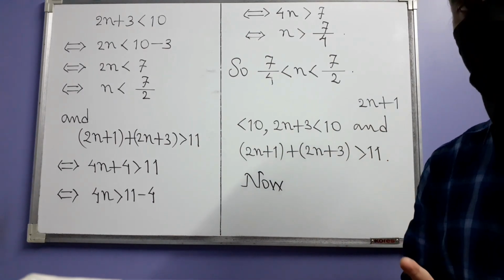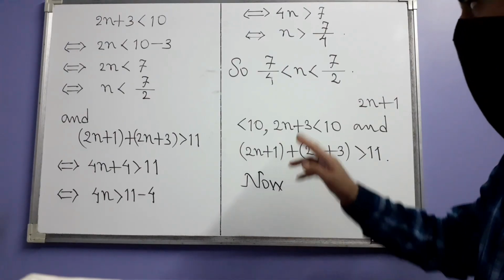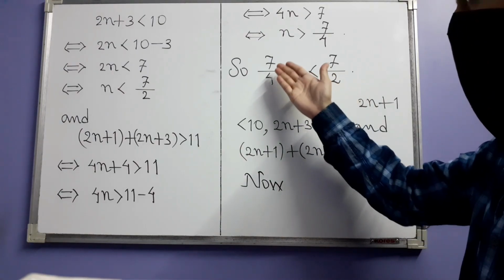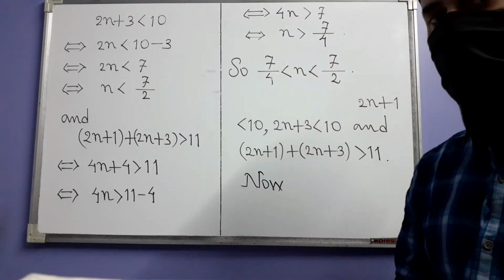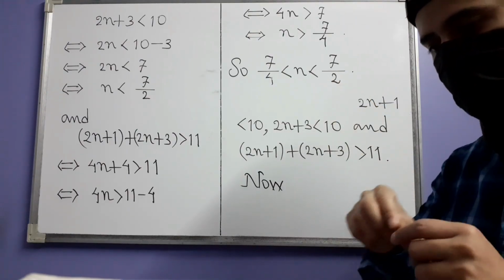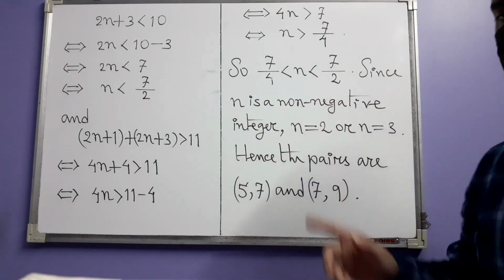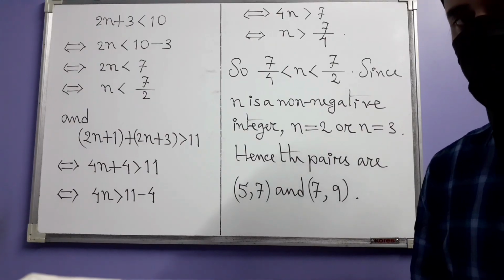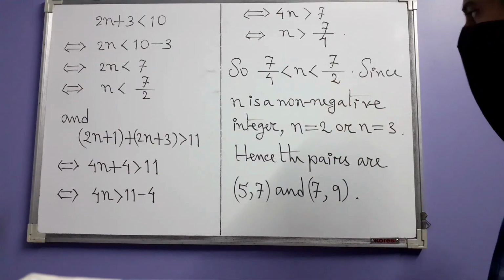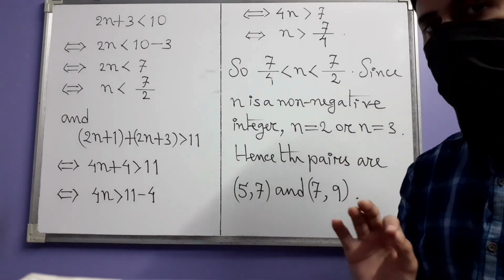Do not forget that n is a non-negative integer. So n is not a real number that you can take any value for between these two real numbers. N is a non-negative integer, and because of that there will only be finitely many options for n. And there are only two such integers which lie in this range between these two numbers, and they are 2 and 3. So n can be either 2 or 3.